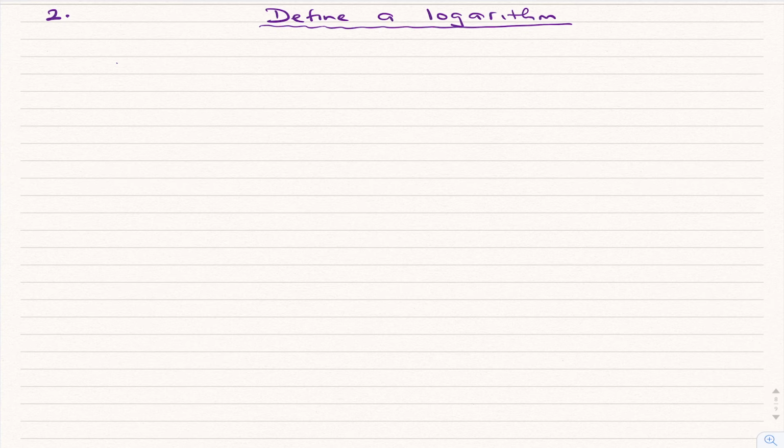Right, so number 2, we're going to define a logarithm. Just from the first part of this, we've talked about what a logarithm consists of. We have the logarithm in terms of the name. So we have logarithm, we always have the base, the level, and the power. So that's how we write a logarithm. And the base is always a number.